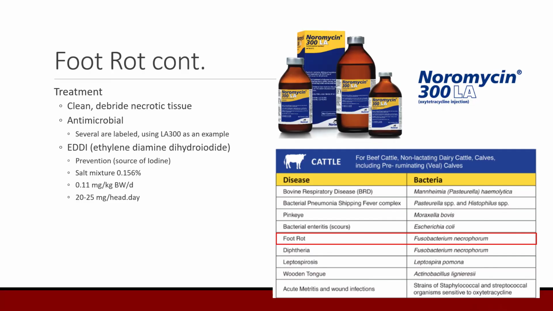Okay. But antimicrobials, so several are labeled for treating foot rot. I'm just going to have LA300 here as an example. Feeding EDDI, so that's ethylene diamine dihydroiodide. That is the common source for us to bring iodine into the diet. But cattle that have more EDDI in their diet, more iodine in their diet, have less incidence of foot rot. Okay. Any questions?